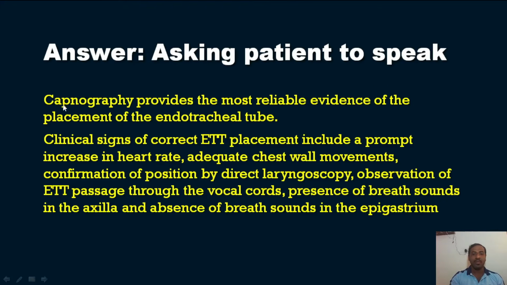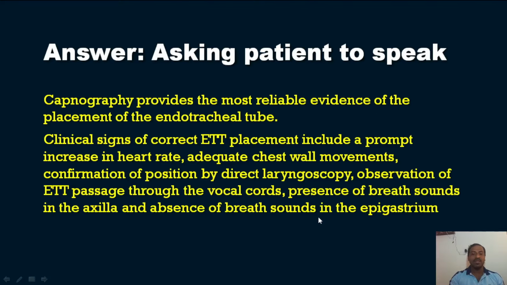The first one is capnography, or the carbon dioxide detector. It provides the most reliable evidence of the placement of the endotracheal tube. Then, the clinical signs of correct ETT placement include a prompt increase in the heart rate after intubating, adequate chest wall movements, confirmation of position by direct laryngoscopy, observation of the ETT passing through the vocal cords, and presence of breath sounds in the axilla and absence of breath sounds in the epigastrium.